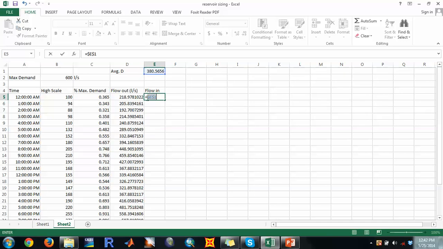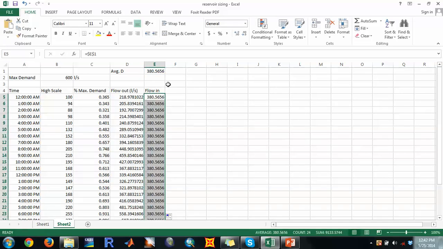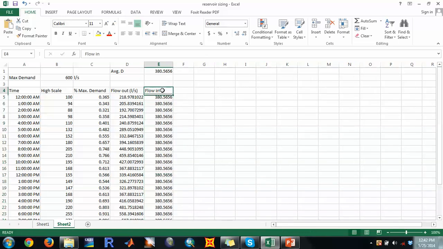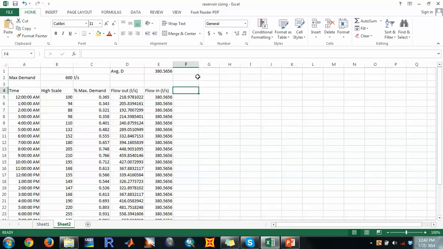F4, and here is your value. So this is also in liters per second. And now if you want to get the flow in and the flow out in terms of volume, we have to express it in a form of this time span, and then in a form of meter cube. So if you want to convert this to meter cube, so this is the volume in or volume out.